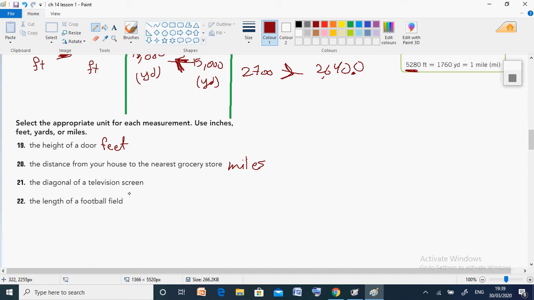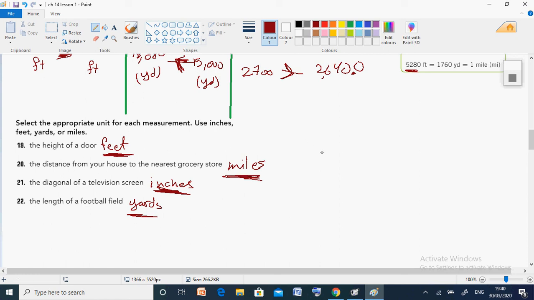And the diagonal of a television screen, you know your television screen, you can say 42 inches or 50 inches or 54 or 55. So the best is inches. We can measure our television by using inches. The length of a football field: here you can say it's yards. Okay, so the answers may vary. So I took here feet, miles, then inches, then yards.